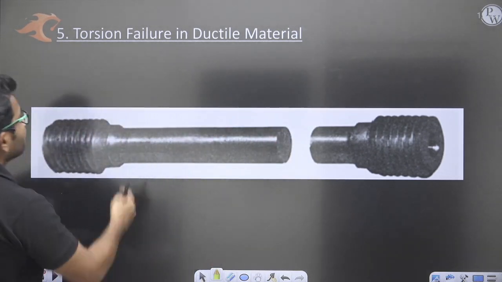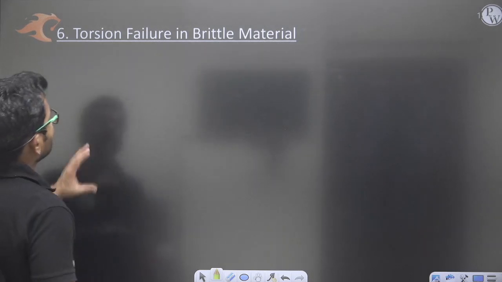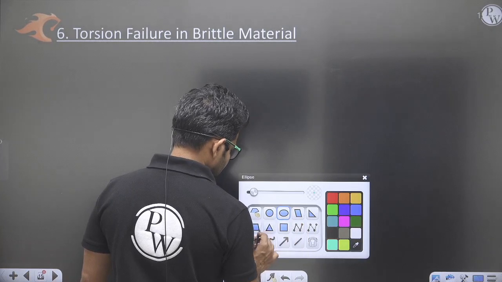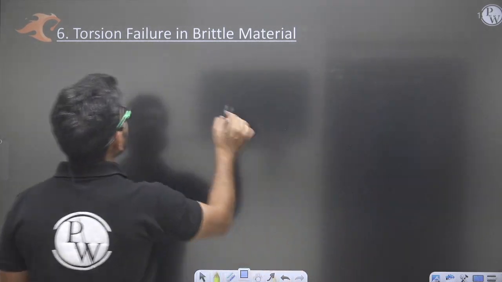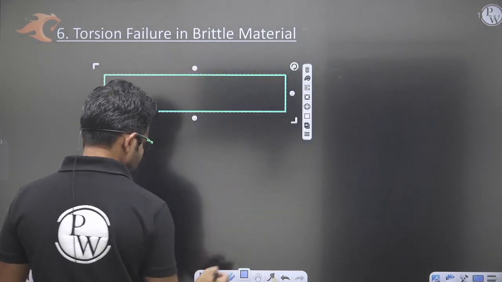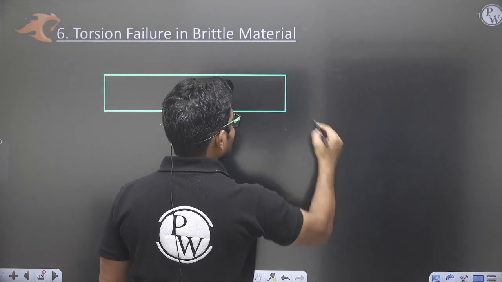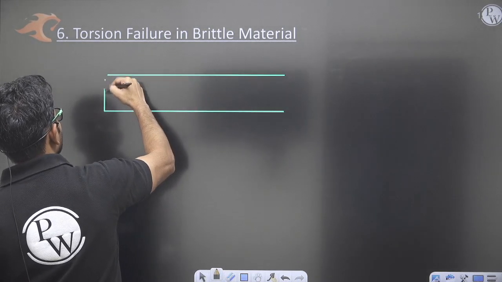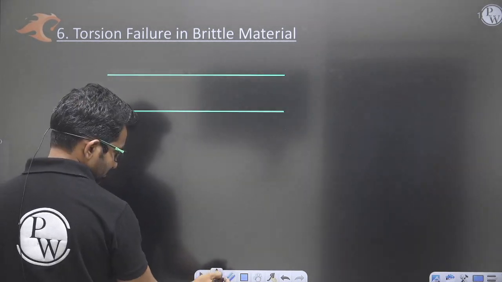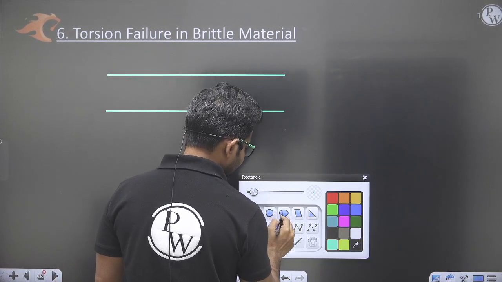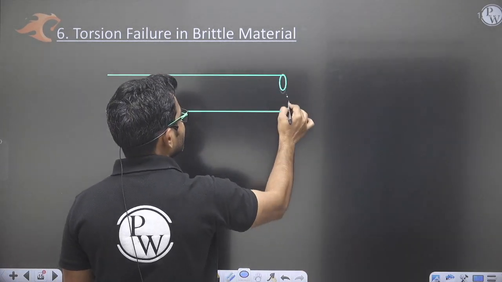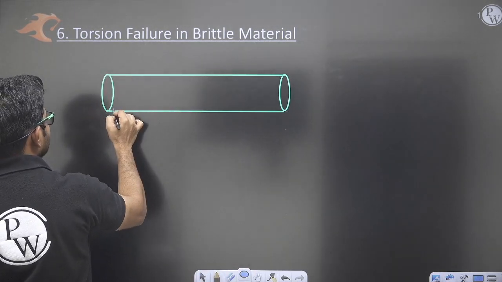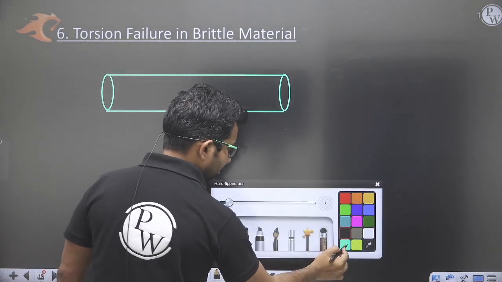Okay, so this was the fifth one, and the last case: torsion failure in brittle material. Now again I'll draw a shaft, because we apply torsion on a shaft only. Now this shaft is brittle. So just remember, brittle material is weakest in what? Brittle material is weakest in tension. So it will fail in tension only.